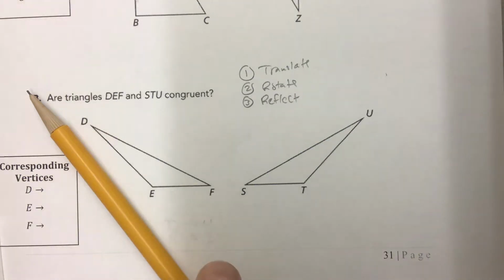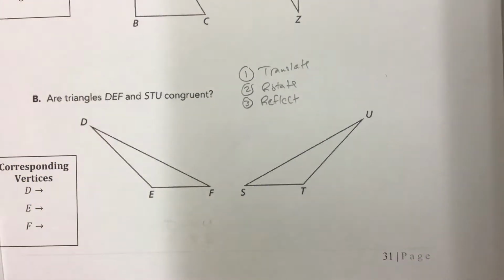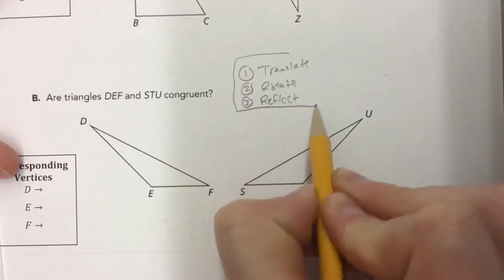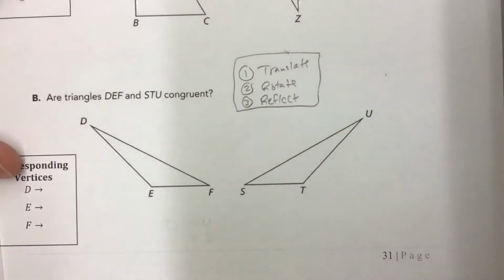Hi everyone. We're going to look at how to do a sequence of transformations here to show that these two triangles are congruent. My recommended sequence is always try to translate first, then rotate, then reflect. If you do it in this order, you'll never need more than 3 steps if the two shapes are congruent. So first you got to figure out which of these vertices correspond.